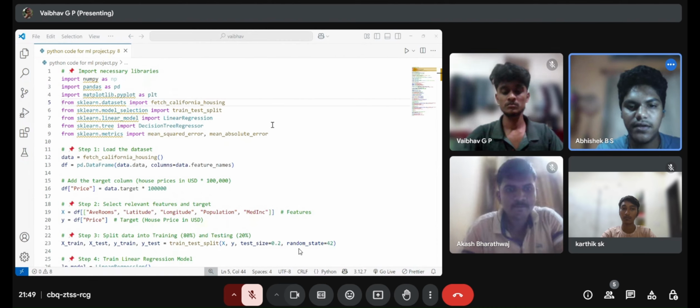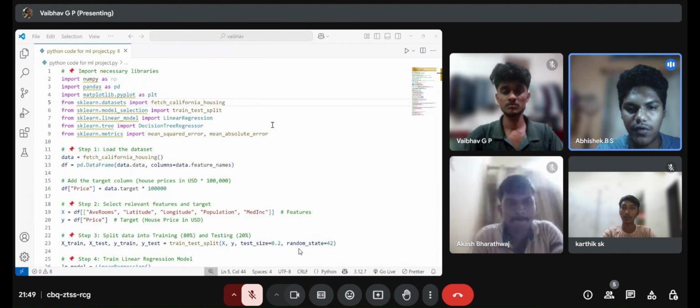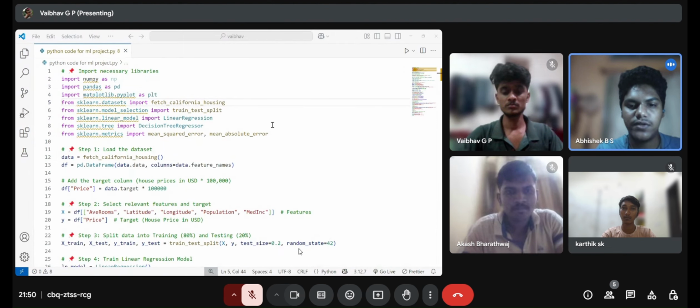Next is sklearn. From sklearn, fetch_california_housing loads the California housing dataset, train_test_split splits data into training and testing. LinearRegression implements linear regression. DecisionTreeRegressor implements the decision tree regression.